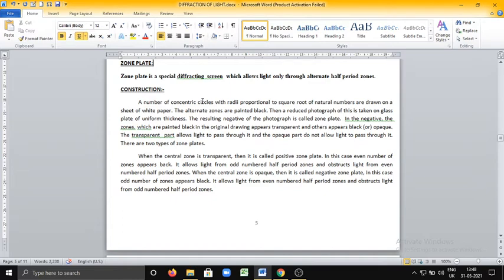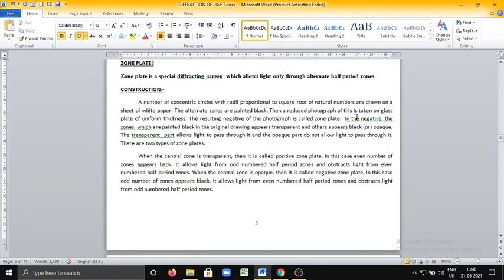A number of concentric circles with radii proportional to the square root of natural numbers are drawn on a sheet of white paper. Already we know that in the case of period zones, the radii are proportional to the square root of natural numbers, so we draw concentric circles on a sheet of white paper. The alternate zones are painted black.